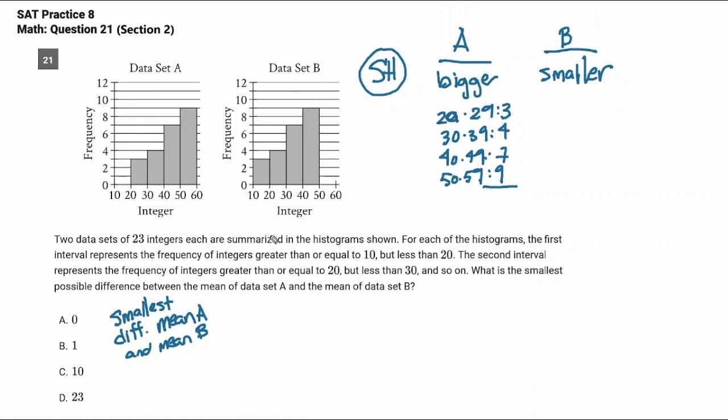From 10 to 19, remember? Greater than or equal to 10, but less than 20, and they're integers. 10 to 19, how many of them? 3. From 20 to 29, how many? 4. From 30 to 39, how many? 7.